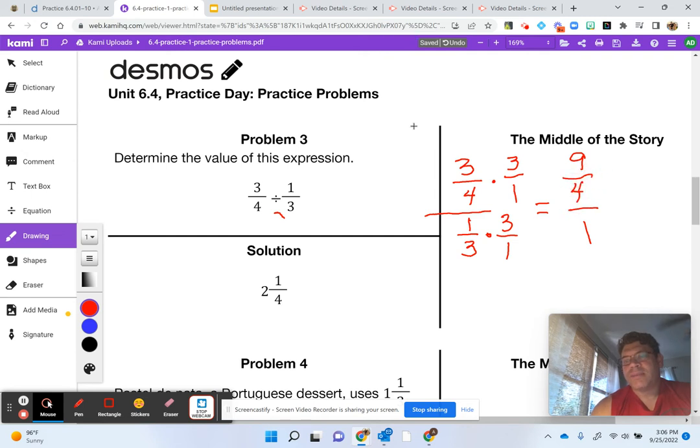And again, how many times does 4 go into 9? 4 goes into 9 2 times. 4 times 2 is 8, with 1 left over, and we're looking for 4s. So it's another way to think of it, and another reason why that works the way it works.